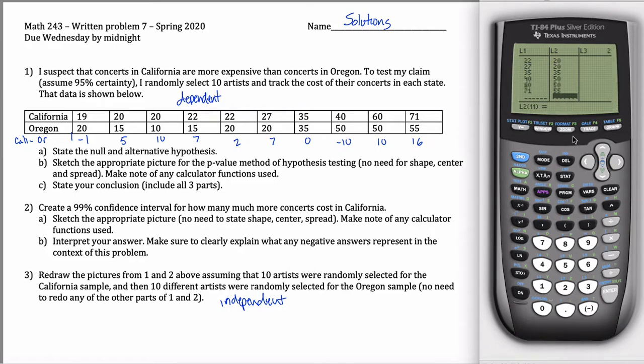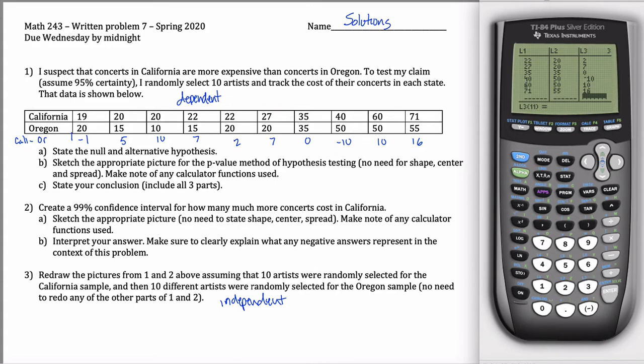Now that I have all this data in L1 and L2, I'm going to program L3 to take the differences of those two. So I'm going to go up so that L3 itself is highlighted, not the first observation in L3. Then I'm going to say I want L3 to be L1, so second and then 1, minus L2, so second and then 2. And then when I hit enter, it'll populate this list, and that'll serve as a good check. -1, 5, 10, 7, 2, 7, 0. Hopefully I'll see a -10, a +10, and a 16. I do. So good, it looks like I entered all my data correctly.